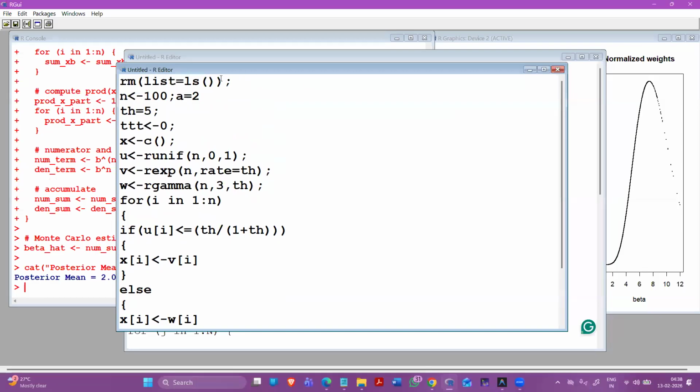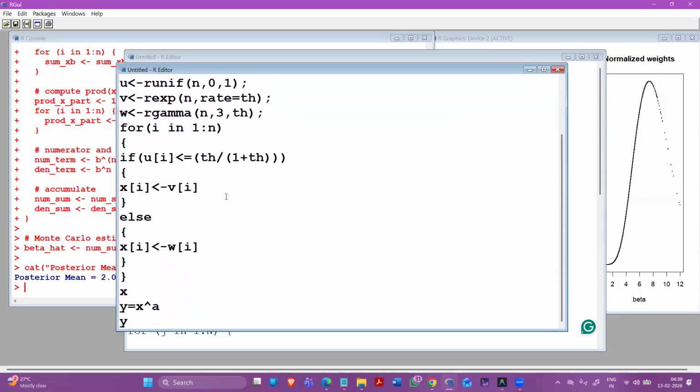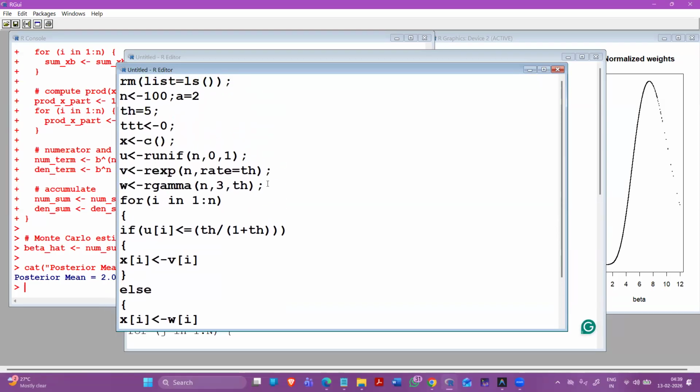Okay, so what I'm going to do here, I'm going to generate 100 random numbers. I'm going to take the initial value of parameter a equals 2, and theta I'm going to assume equals 5. Sorry, a is not a constant, I'm not going to use that one. That was something else.